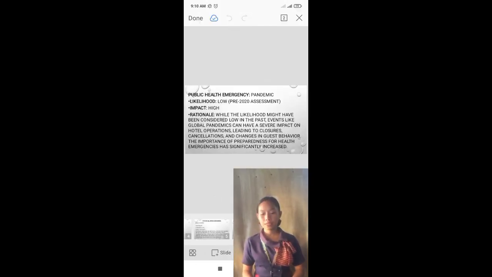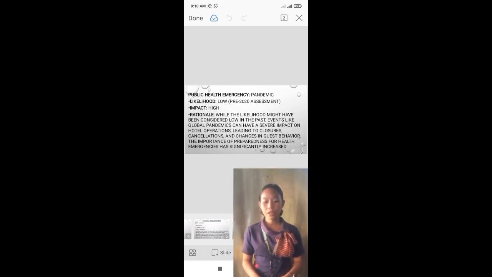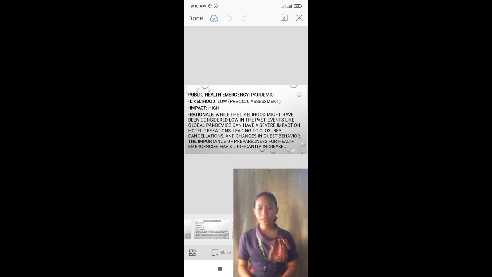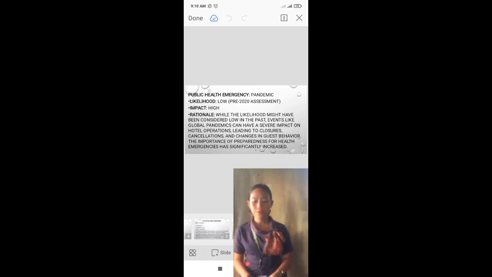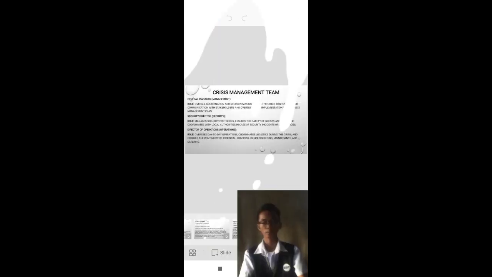Public health emergency, pandemic. Likelihood: low for pre-2020 assessment. Impact: high. Rationale: while the likelihood might have been considered low in the past, events like global pandemics can have severe impact on hotel operations, leading to closures, cancellations, and changes in guest behavior. The importance of preparedness for health emergencies has significantly increased.